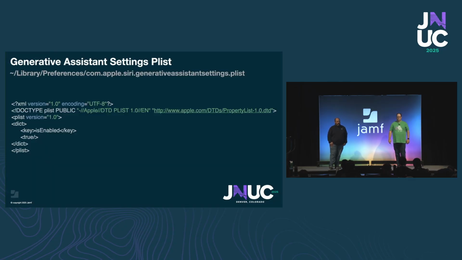And again, this is the whole property list on the computer and what it looks like and where that attribute is pulling from to see if ChatGPT was enabled. The info that the EA is getting comes from the user library and in the com.apple.siri.generativeassistantsettings.plist.